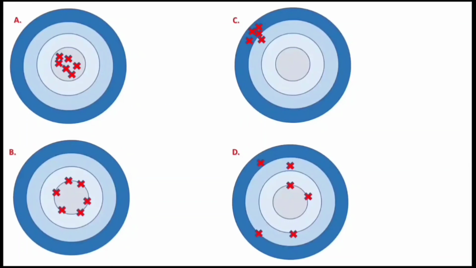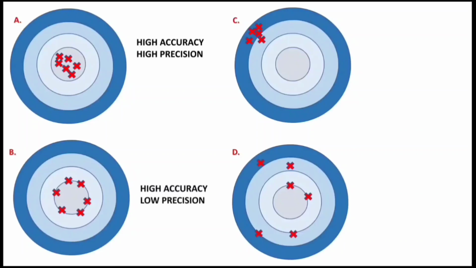To exemplify the same, we have 4 dartboard designs as follows. Diagram A represents high accuracy, high precision. Diagram B represents high accuracy, low precision. Diagram C represents low accuracy, high precision, whereas diagram D represents low accuracy, low precision.